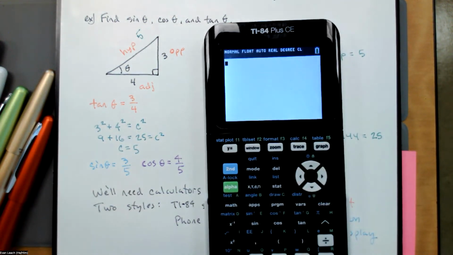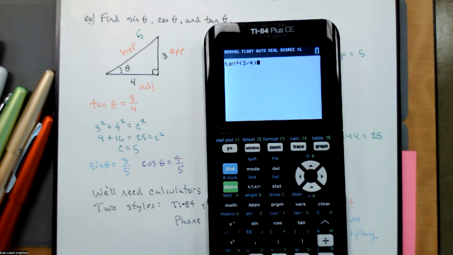I don't know what the angle is. I don't need to use trig functions, I'm going to need to use inverse trig functions to find the angle. So I'm going to do the inverse tangent of 3/4. So I need second inverse tangent of 3/4.